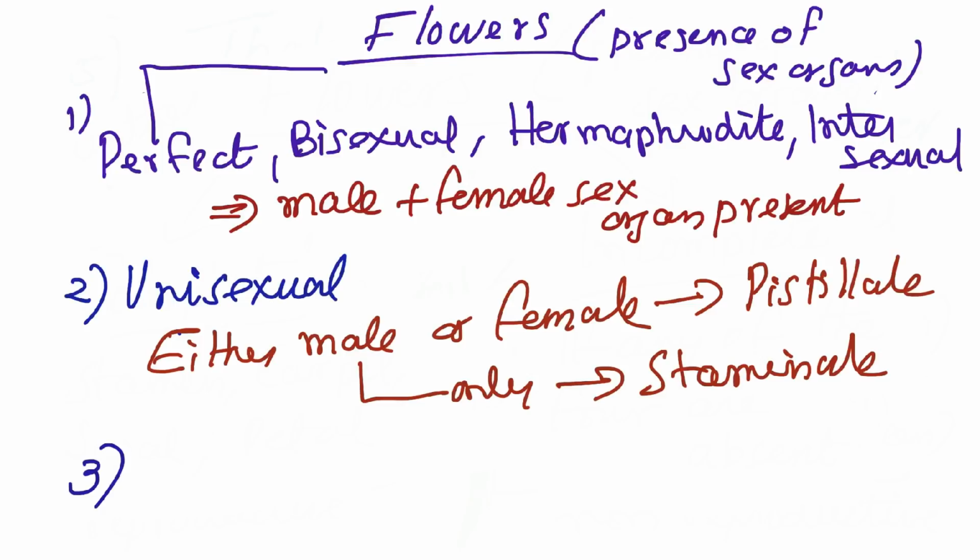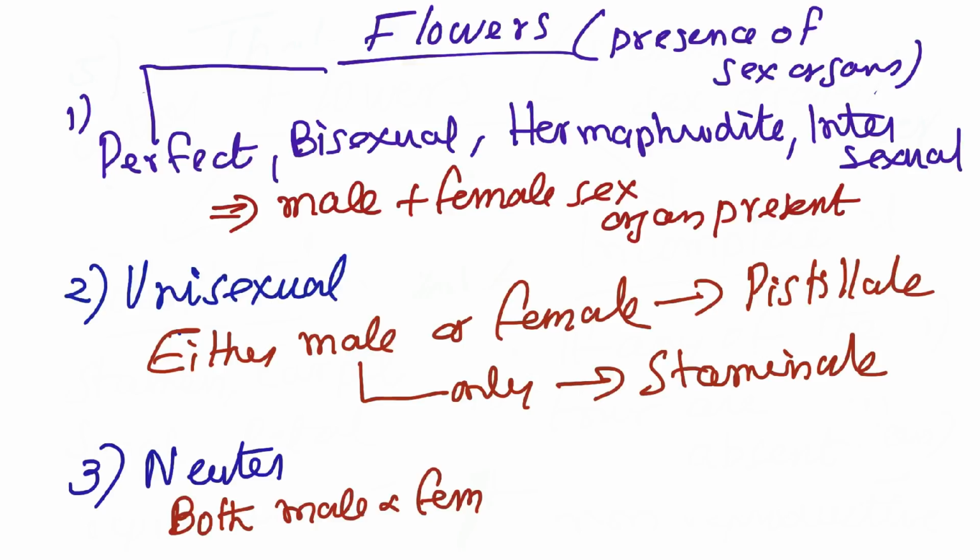The third is very interesting. It's called a neuter flower. It basically means that both the male and the female sex organs are not present. So it's something like a sterile flower. So that's the meaning of neuter.